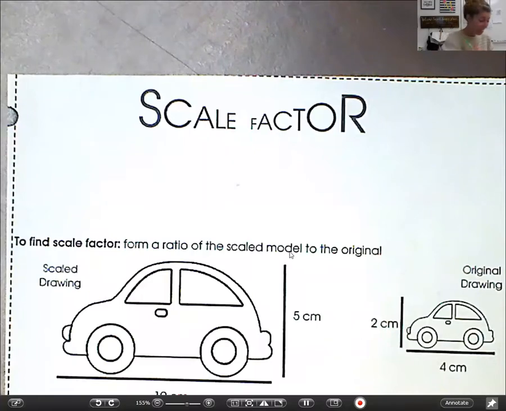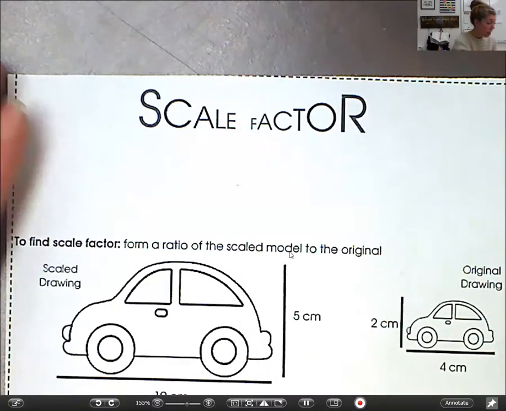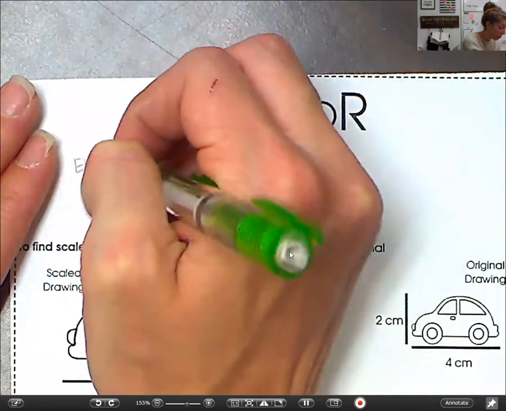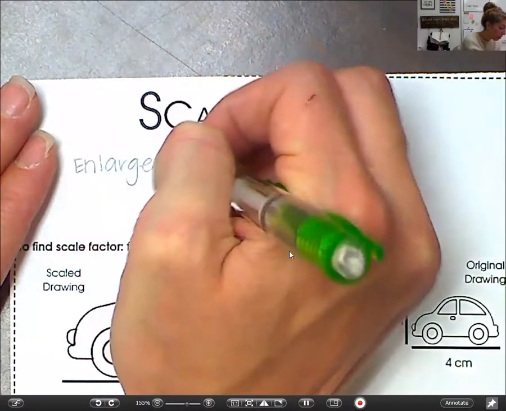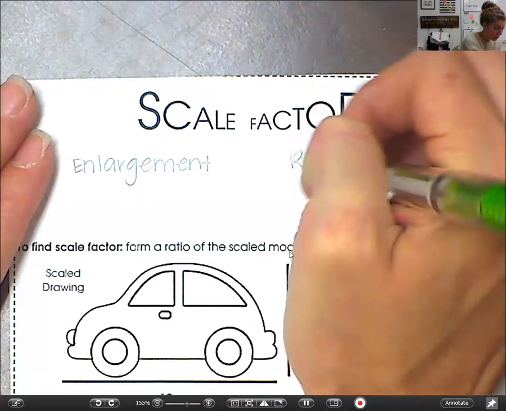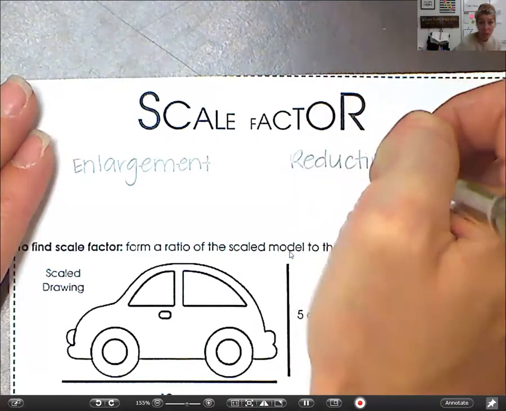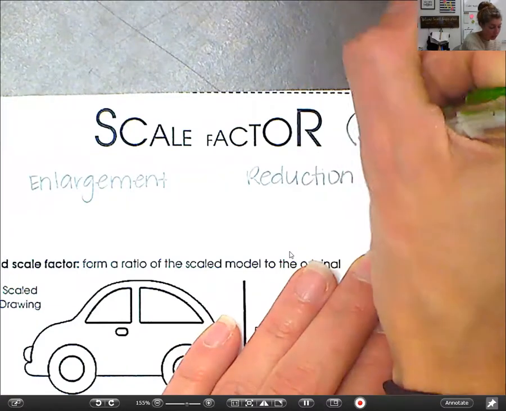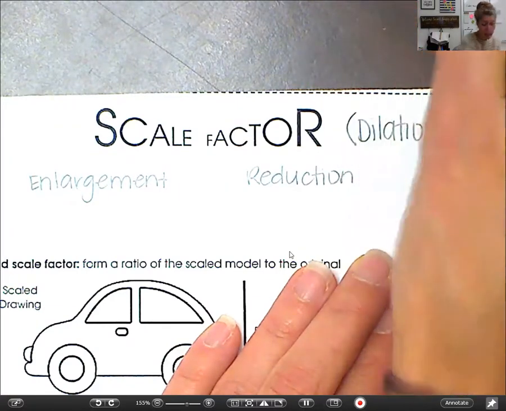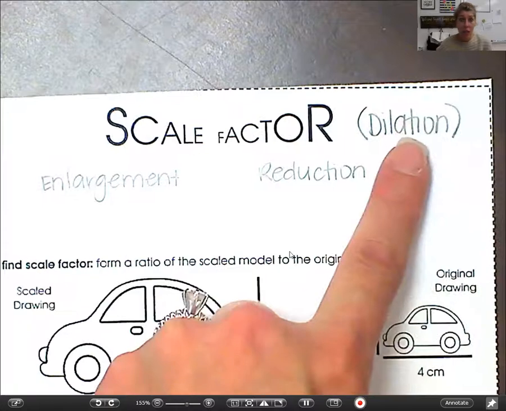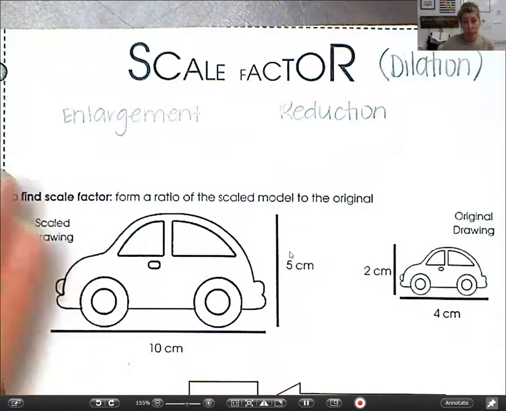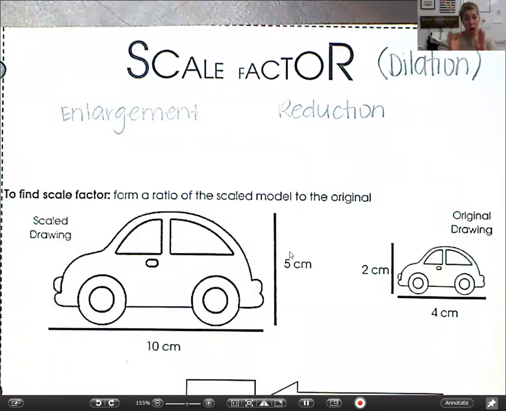I'm not going to waste your time, but with scale factor there are two types, remember: an enlargement or a reduction. And you guys know this, the fancy math word for scaling something is to dilate, or make a dilation. That really is the more grown-up word that you'll start using next year for sure. I'm going to try to swap them out interchangeably so you don't have to worry about it.